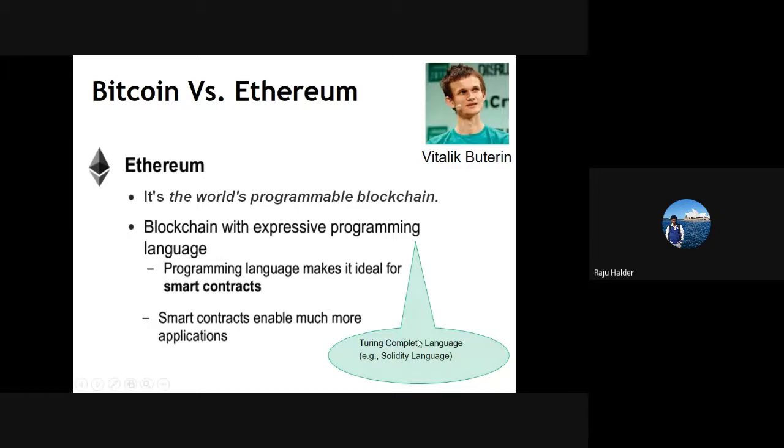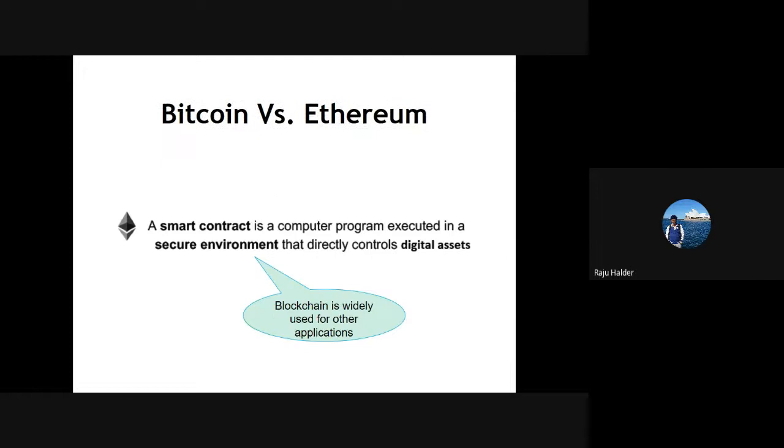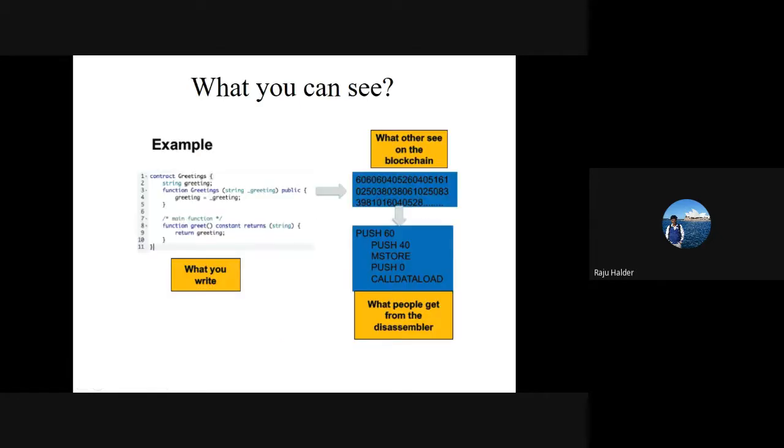And those kinds of small programs that you can write in a programming language are called smart contracts in the context of blockchain. So a smart contract is a computer program that can be executed in a secure environment, the blockchain, and that will deal with digital assets.